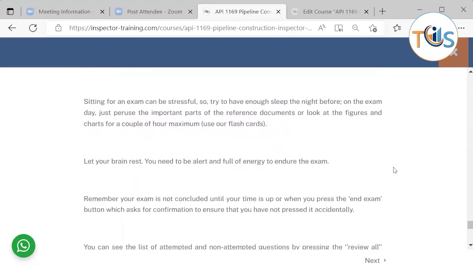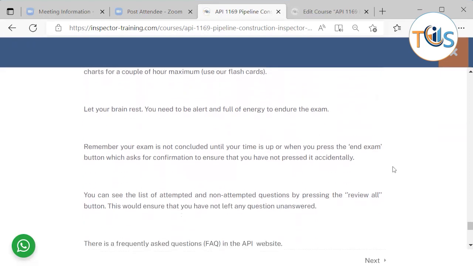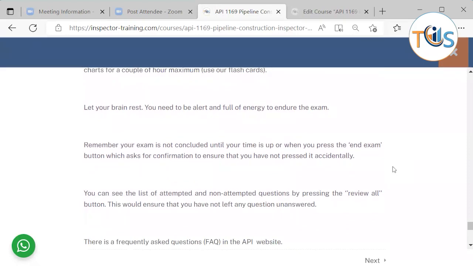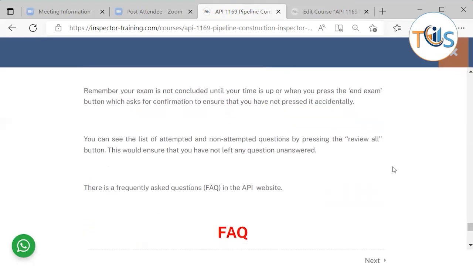Sitting for the exam can be stressful, so try to have enough sleep the night before. On the exam day, just peruse the important parts of the reference documents or look at the figures and charts for a couple of hours maximum. Let your brain rest. You need to be alert and full of energy to endure the exam. Remember, your exam is not concluded until your time is up or you press the end exam button.